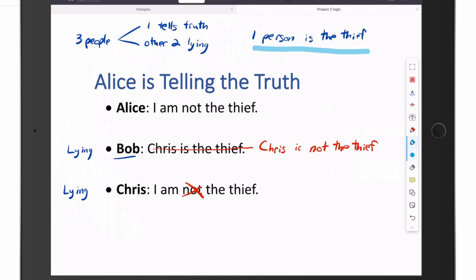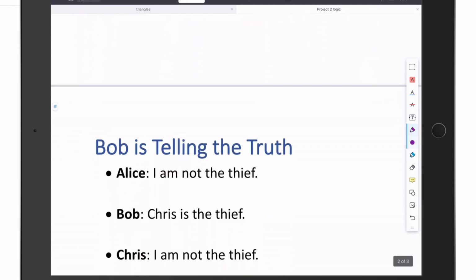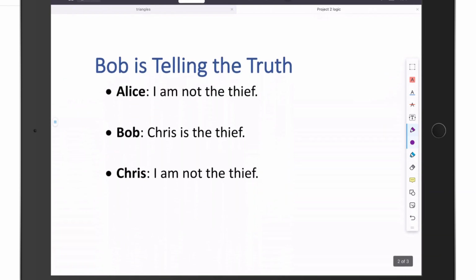We get a little bit of a contradiction here. Because Bob says Chris is not the thief, and Chris says that he is the thief. And so those 2 things can't both be true at the same time. What that tells me is that this scenario where Alice is the one that's telling the truth can't be true. Now let's take a look at the other 2 scenarios, starting with Bob is telling the truth.